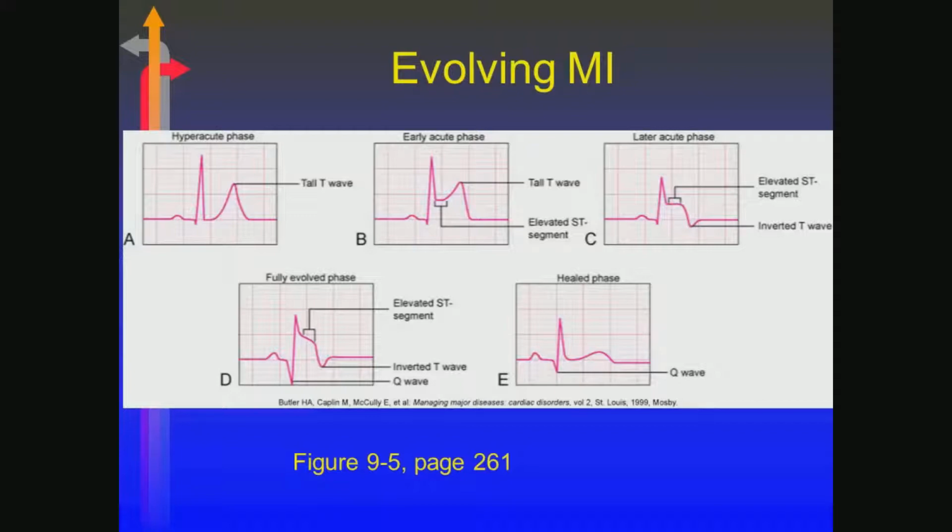That in and of itself is typically not seen, because by the time they present to us, they're already in this secondary letter B here, where you end up having ST elevation along with that tall T. As it progresses, then you start having the T wave flipping itself over, and eventually, once it's fully evolved, you end up having a Q wave present, and that Q wave will remain forever, even once the T wave returns to an upright position and of normal size. So this is the evolution of an MI.